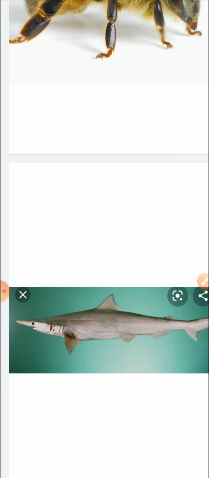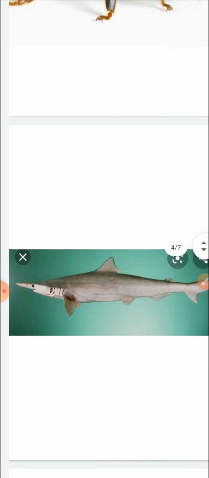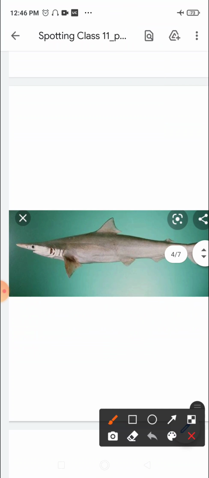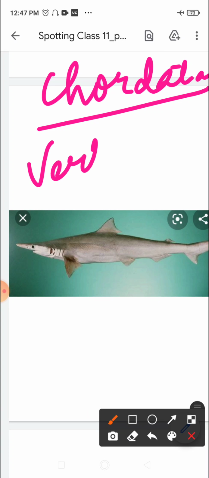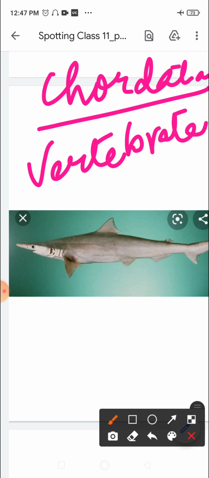So we move on to the next one, and we will talk about the fish now, and phylum Chordata of course. So we will talk about the fish here, and of course the phylum is Chordata, right? So we're talking about the chordates now, and the subphylum is Vertebrata.